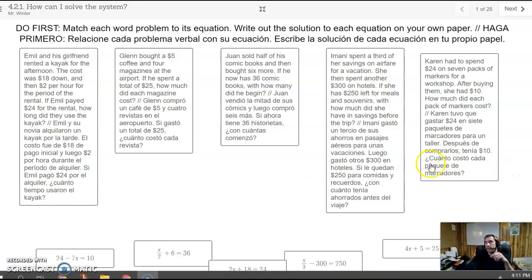Now I want you to try that out for the rest of these. Guess the cost. In this one it says, how long did they use the kayak? Guess how many hours. This one says, how many magazines did he begin with? Guess how many. This one says, how much did she have in savings before the trip? Guess a dollar amount. And then how much did each pack of markers cost? Guess. We're going to do this Amani one here because I think that has a great way of guessing.